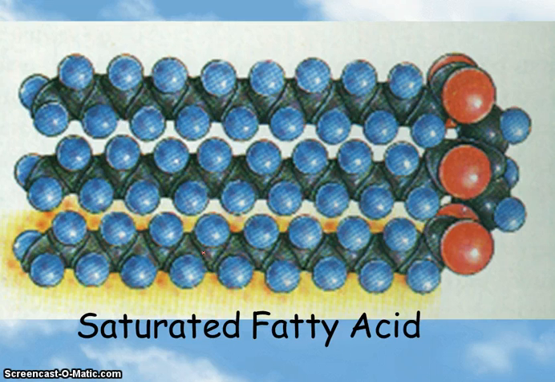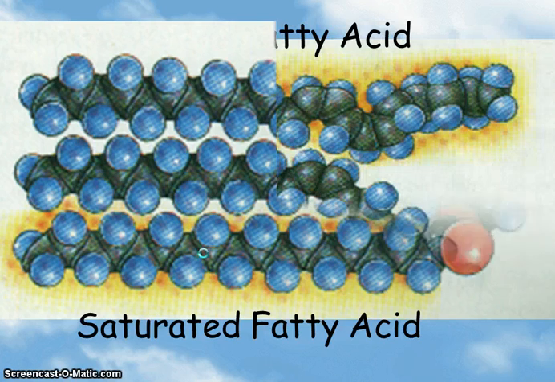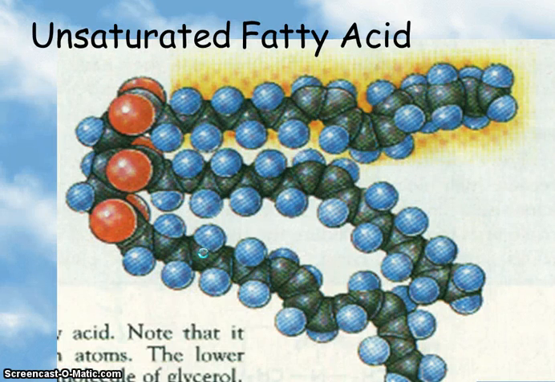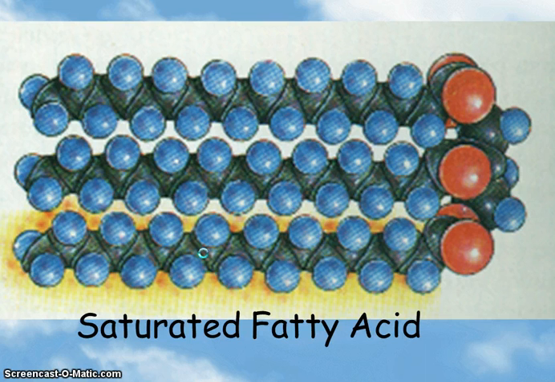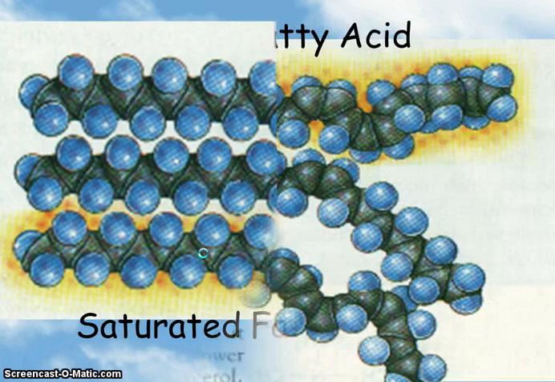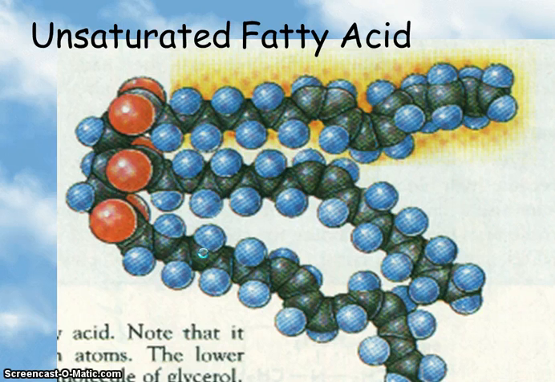Now, when we talk about fats, we have 2 main types of fats or fatty acids. We have saturated fatty acids and we have unsaturated fatty acids. Now, I want you to note the difference. Saturated fatty acids are very linear, okay? Whereas unsaturated have what are called kinks, and that makes it a little bit more spread out.